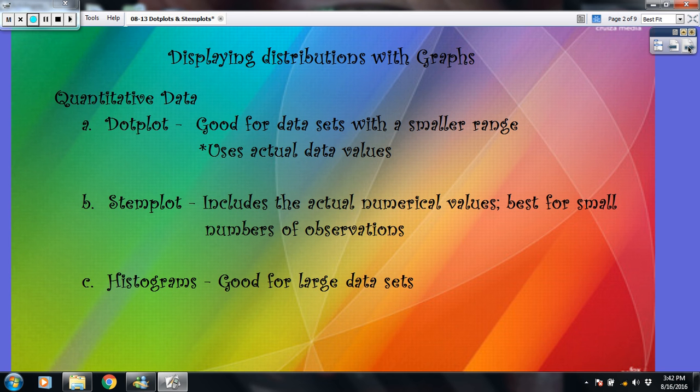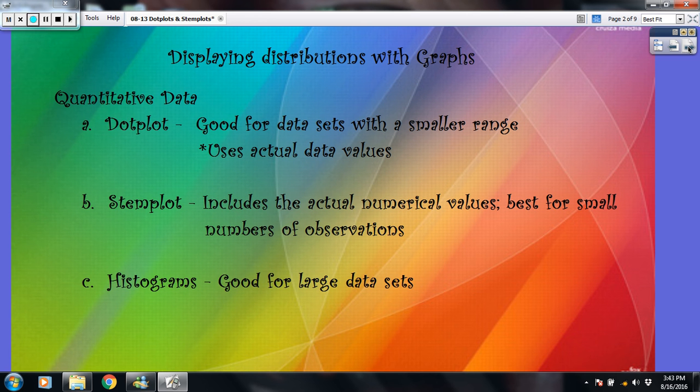And then we can have something called a stem plot, and there's many different types of stem plots. So our stem plot includes the actual numerical values, and it's best for small numbers of observations. And I want you to notice in your notes, I'm sorry, that A and B are swapped. So just change the names of A, make A into a stem plot and B into a dot plot, and fill in your notes that way.